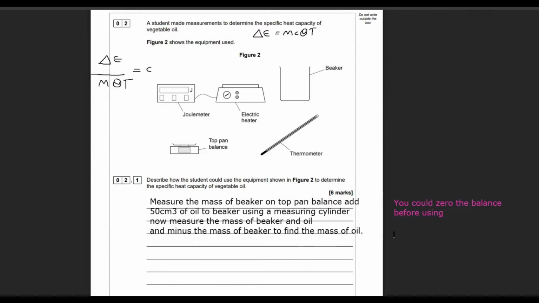It makes sure that it's zero at the start. So it's just a little bit about your accuracy. So why did I measure the beaker beforehand? Let's say the beaker was 15 grams. I then add 50 centimeters of oil. I weigh it. It goes up to 65 grams. I'm then going to take away 15 and I'll know I've got 50 grams.